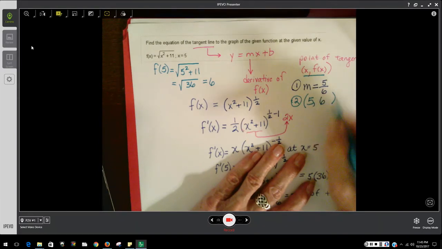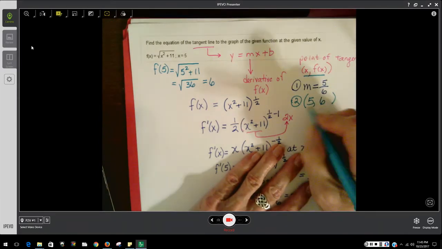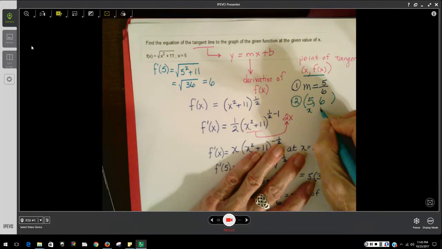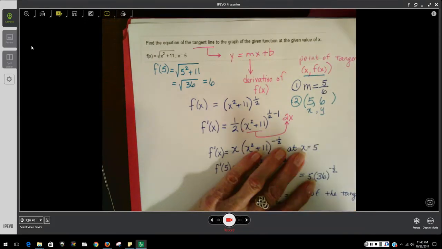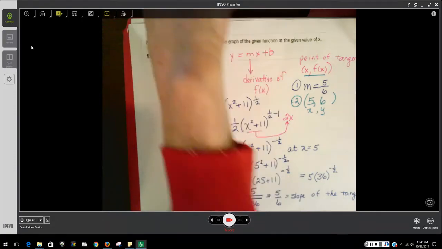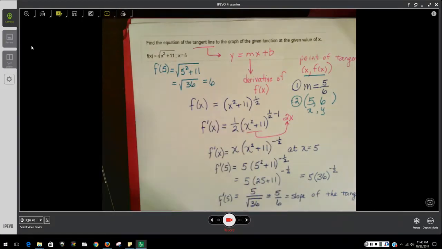So now we have our point of tangency. We have a value of x, and we have a value of y for our tangent line. So the only thing that we need to do now for our third step is we need to find b.